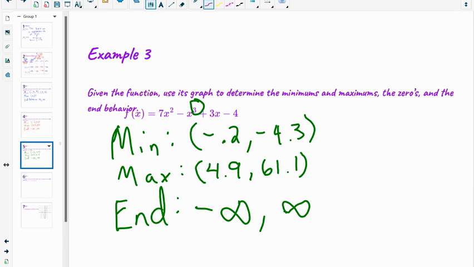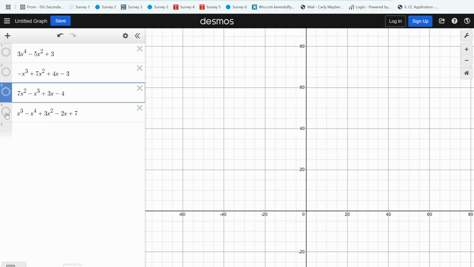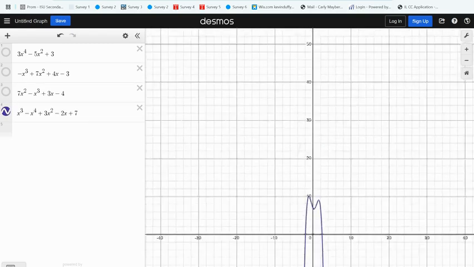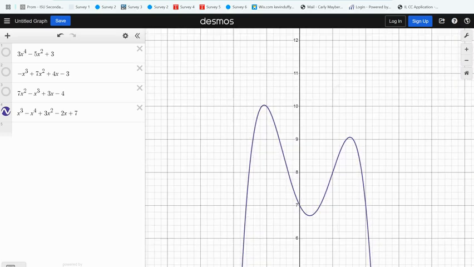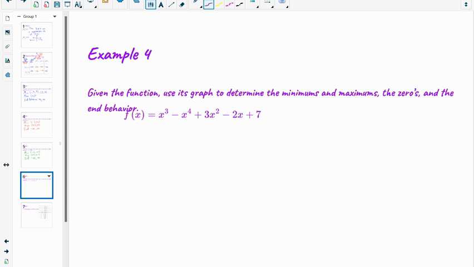Last problem. All right, let's go ahead and zoom in on this one. We got that maximum, we got that maximum, and we got, oh, nope, that's the y-intercept. There we go. All right, so we got an absolute maximum at (-1.1, 10.3). So a maximum at (-1.1, 10.3).